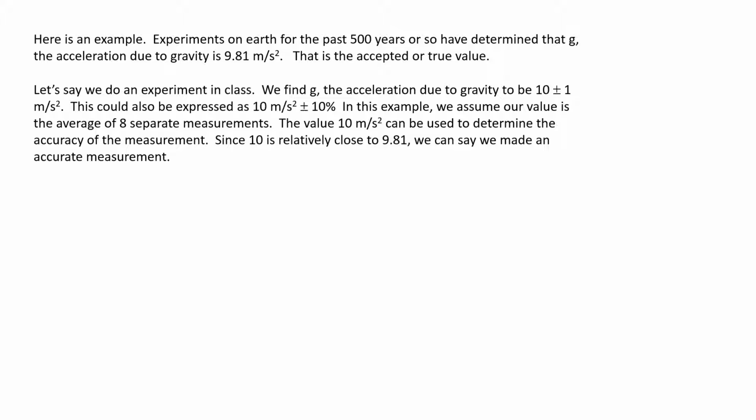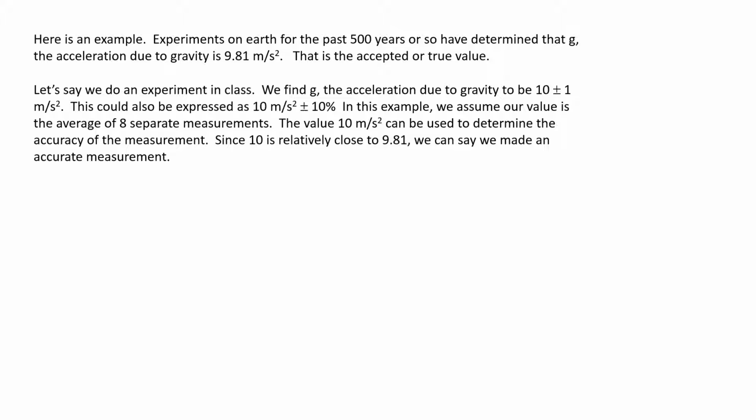Here's an example. Experiments on Earth for the past 500 years or so have determined that the value of g, the acceleration due to gravity, is 9.81 meters per second squared. That's what we'll call the accepted or true value.